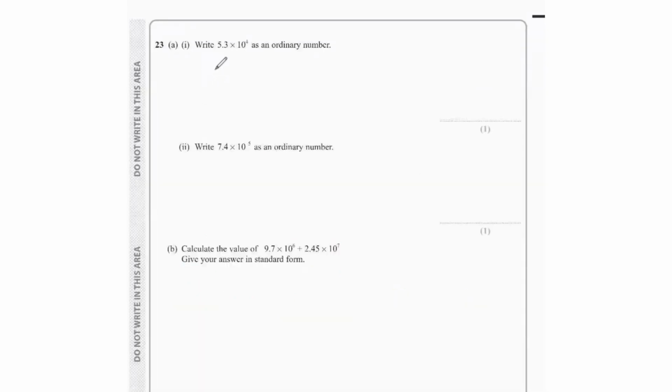Question 3 says, write 5.3 times 10 to the power 4 as an ordinary number. Right now, this number is given in standard form. To write it in ordinary number form, we just multiply 5.3 with 10,000, because that's 10 to the power 4, and that gives us 53,000. That's your answer.